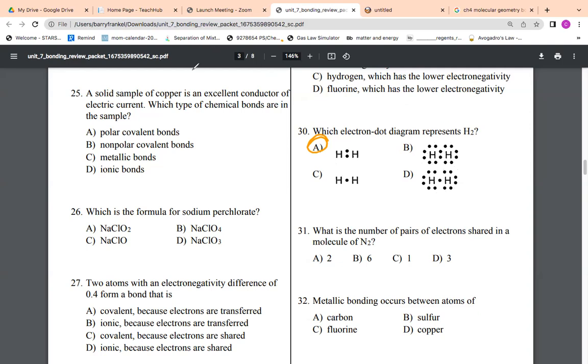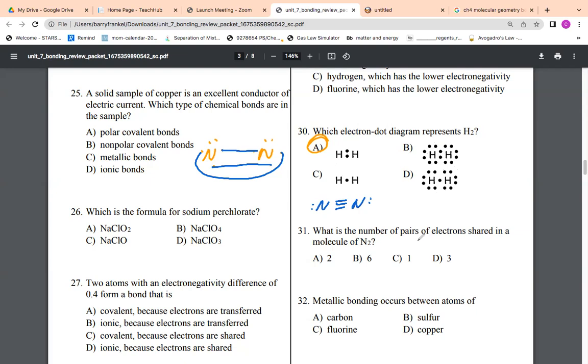Number 31. What is the number of pairs of electrons shared in a molecule of N2? So each nitrogen, if you go to the periodic table, has 5 valence electrons. 3 are unpaired, so they're available for bonding. So let me just choose another color. So this one is available. Those can pair. These can form a bond, and these can also form a bond. We would never write it like this because it looks terrible, but we could rewrite it like this. There's a triple bond in between our nitrogen atoms.